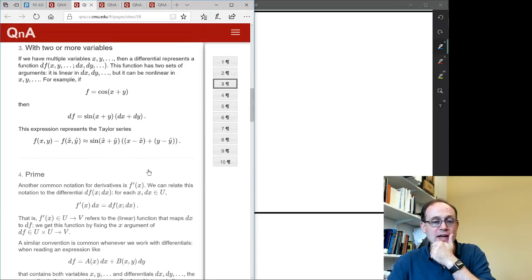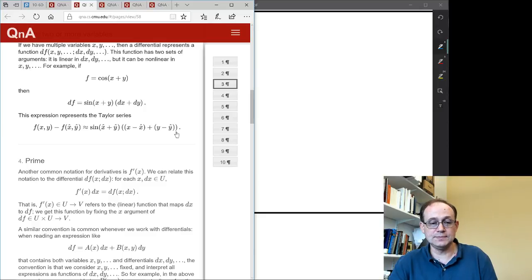I should also point out that most of the examples we do are going to be with one variable, but it works just fine to have Taylor series where you have two or more input variables. So here's a real function of two real variables, and its differential is going to be a real function of four real variables: x, y, and the change in x and the change in y. And just like before, it represents a Taylor series. This is the Taylor series.